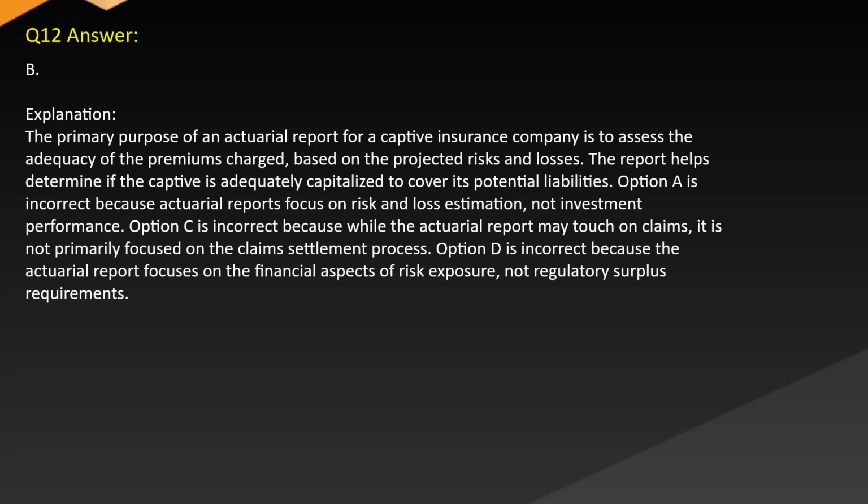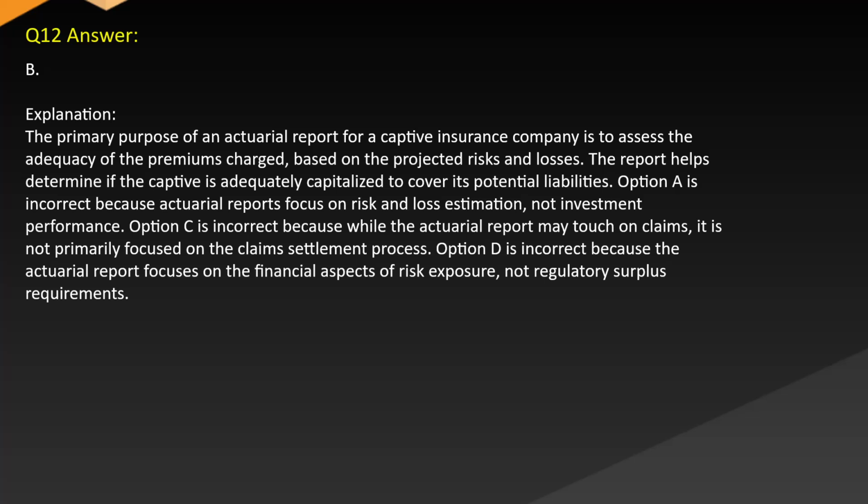Answer: B. Explanation: The primary purpose of an actuarial report for a captive insurance company is to assess the adequacy of the premiums charged based on the projected risks and losses. The report helps determine if the captive is adequately capitalized to cover its potential liabilities.